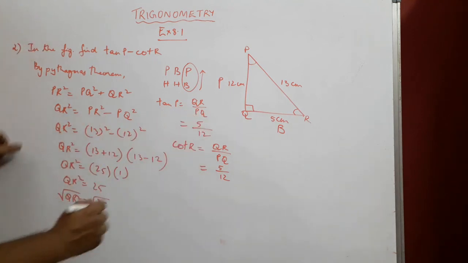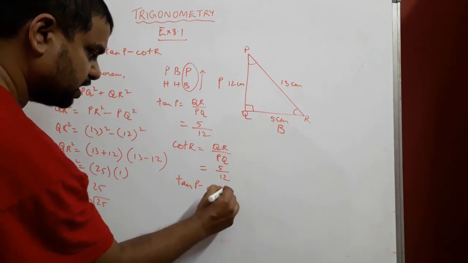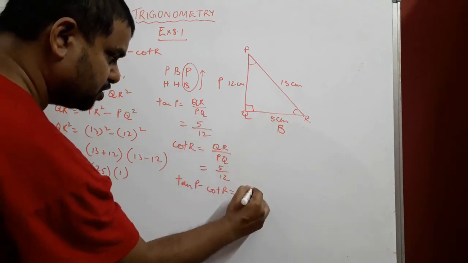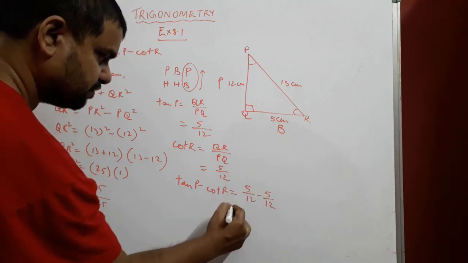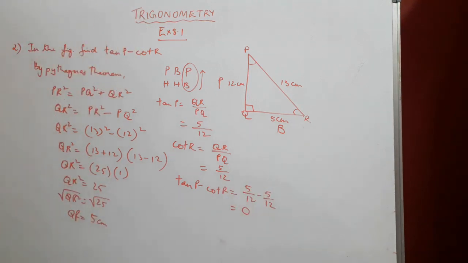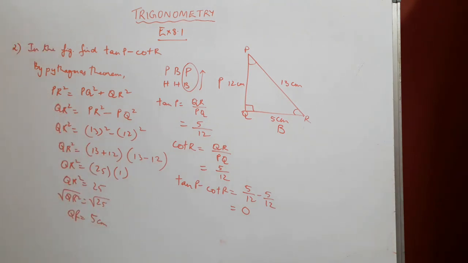Next we are asked to find out tan P minus cot R. So tan P is 5 upon 12 minus 5 upon 12, because cot R is also 5 upon 12. That gives us 0. The answer is 0. So we solved 2 problems under exercise 8.1 in this video.